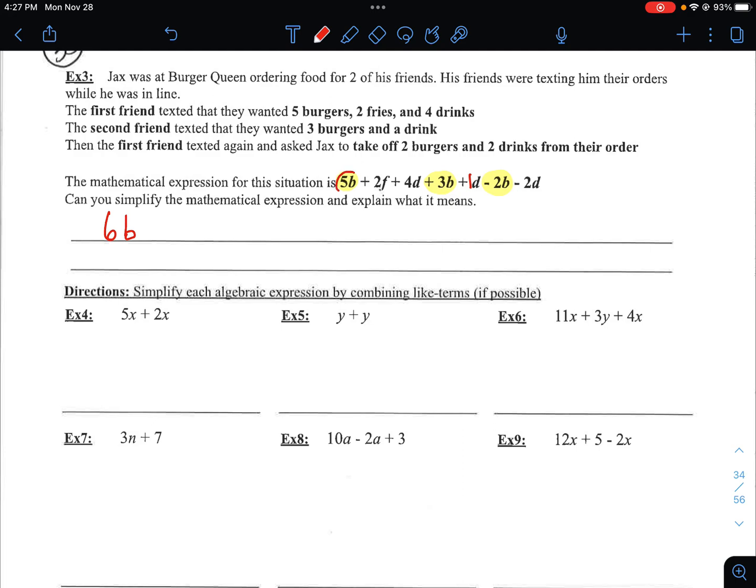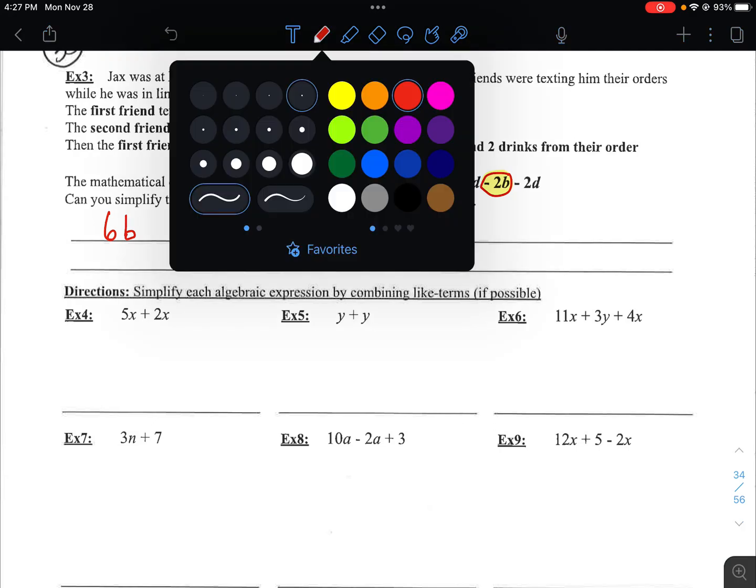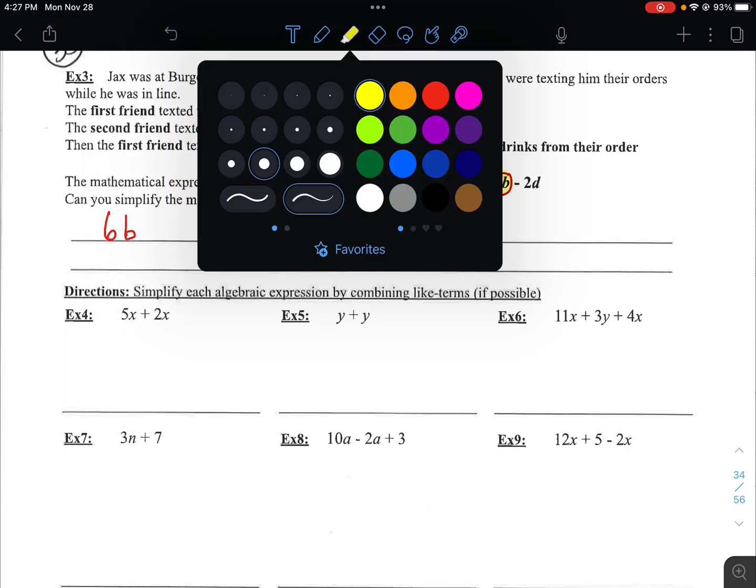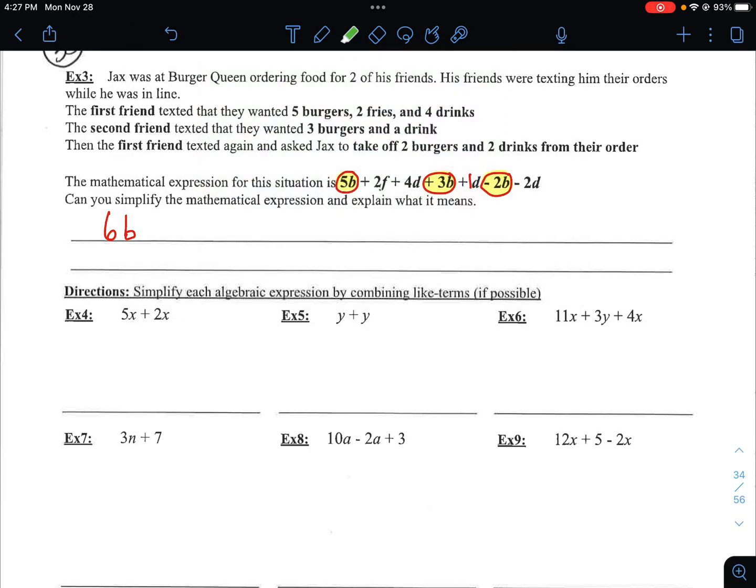Sometimes if you don't have a highlighter, some people like to circle the like terms. Now, is 6 burgers the only thing Jax is getting? No, he also had to get fries and drinks. So let's take a look at the fries and drinks. If I'm using a highlighter, I should use a different highlighter for the fries. Let's go with green. So 2 fries. Any other fries in here? Let's see, 4d, nope, 1d, nope, minus 2d, nope, just 2 fries.